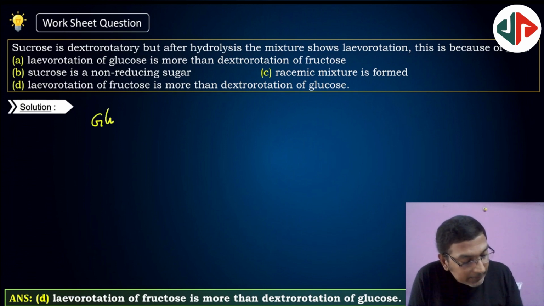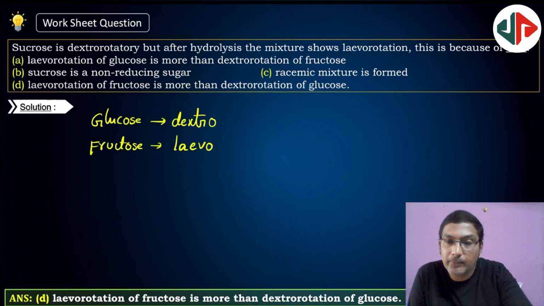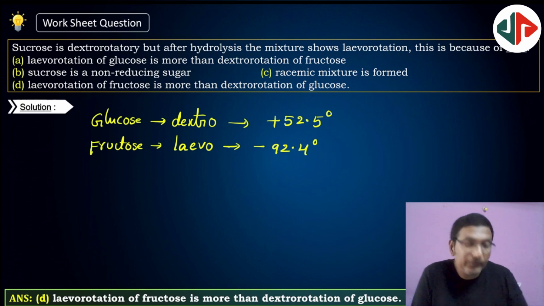Sucrose is dextrorotatory, but after hydrolysis the mixture shows levorotatory because of. So glucose, dextro, and fructose, levorotatory. So here we write values. Glucose is dextrorotatory, which is plus rotation. So plus 52.5 degrees. Next, fructose is minus 92.4 degrees. So negative rotation is more than positive rotation. Therefore, inversion of cane sugar takes place, which is D. Levo rotation of fructose is more than dextro rotation of glucose. Next.